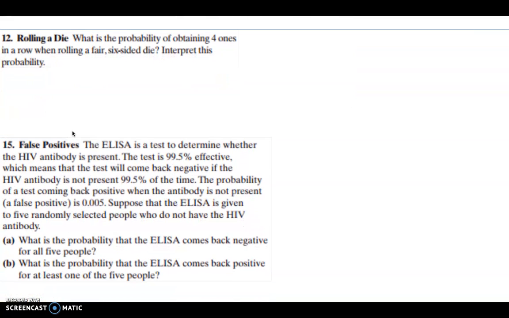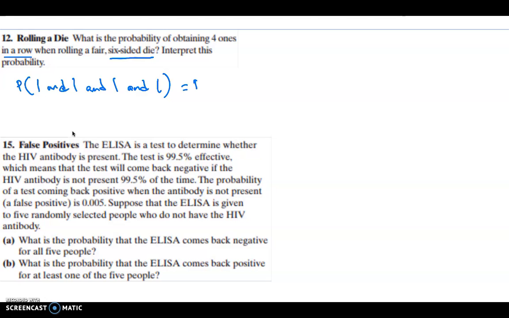So what's the probability of obtaining 4 ones in a row when rolling a fair 6-sided die? If you're going to roll a fair 6-sided die 4 times, we want to know the probability you get a 1, and then a 1, and a 1, and a 1. So you roll it, you get a 1. Pick it up, roll it, get a 1. Hopefully you can see that those are independent.